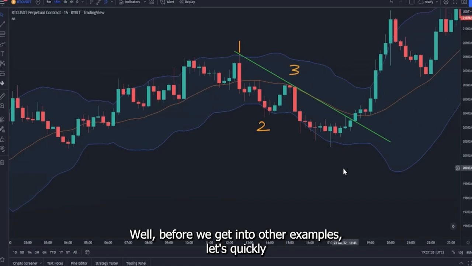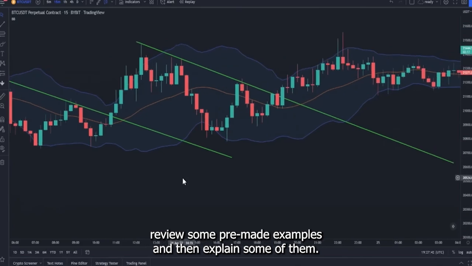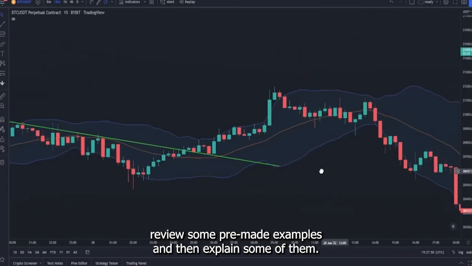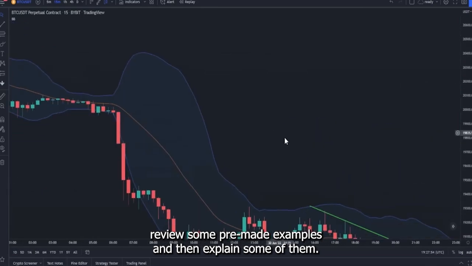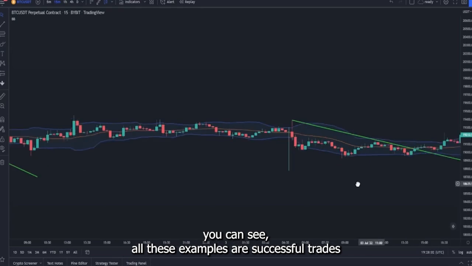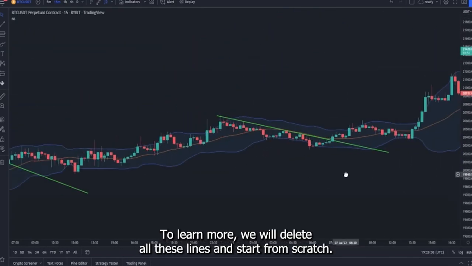Well, before we get into other examples, let's quickly review some pre-made examples and then explain some of them. Now, as you can see, all these examples are successful trades. To learn more, we will delete all these lines and start from scratch.